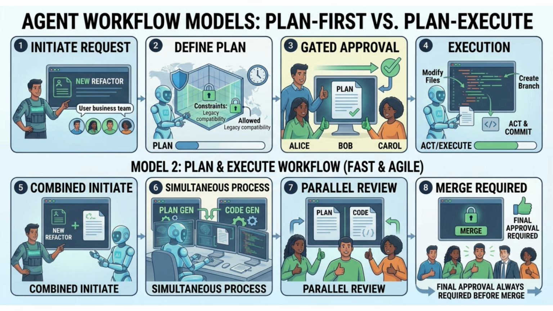Option 2: plan and execute together. In this model, the agent creates a plan. The agent immediately generates code changes. Both plan and code are reviewed together before merge. This approach is useful when speed is important, changes are low risk, and teams are comfortable reviewing plan and implementation together. Regardless of the approach, approval is always required before merging.